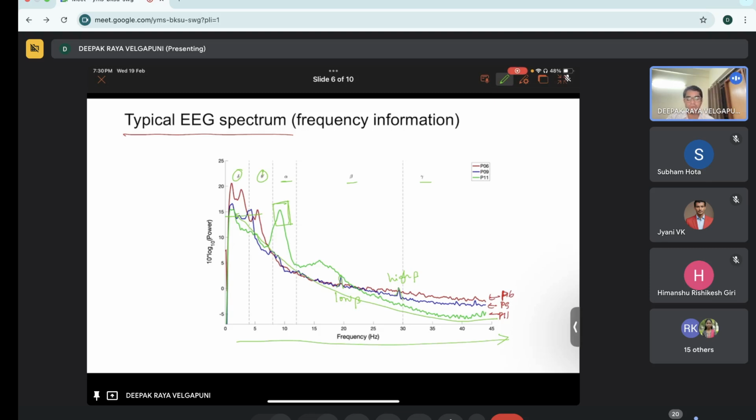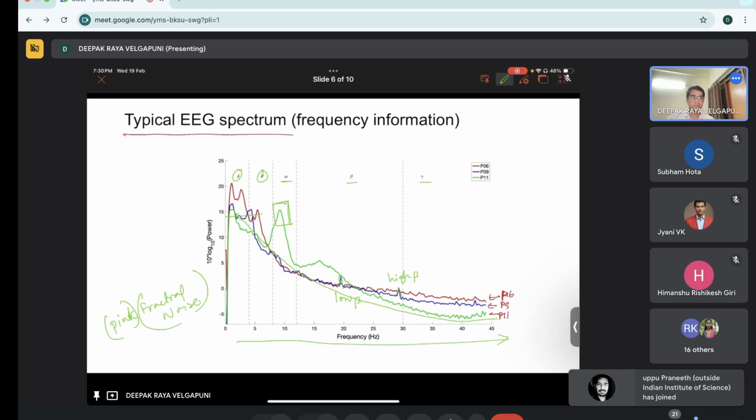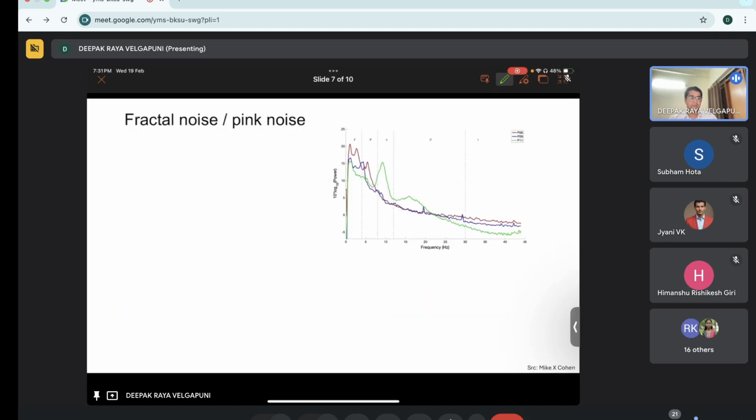This decay happens because of a noise called pink noise or fractal noise. This happens because of how biological systems are designed in general, and there are so many systems in nature which are designed this way, which causes this pink noise or fractal noise. We will look into its sources soon. So here, as I told you, there is this typical EEG spectrum with decay as the frequency increases.